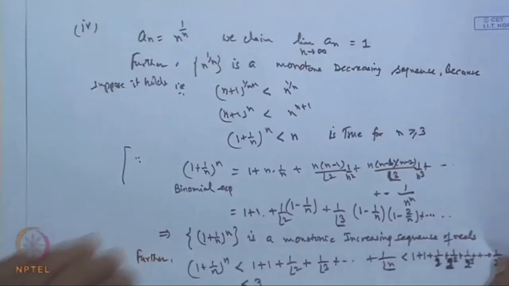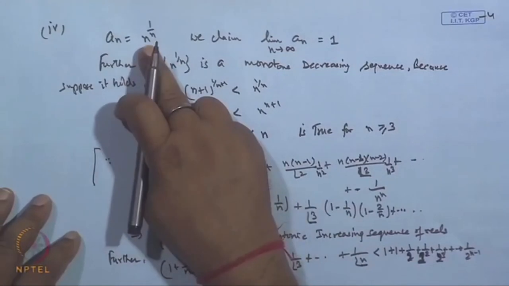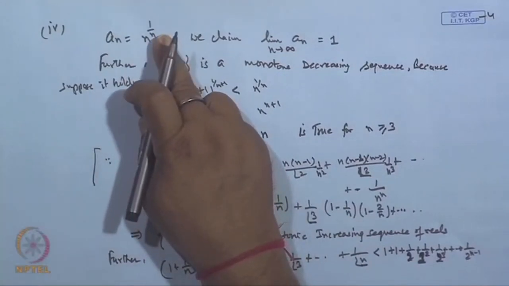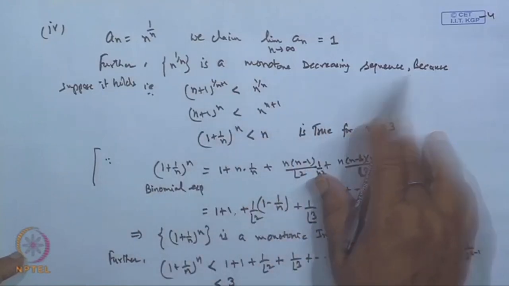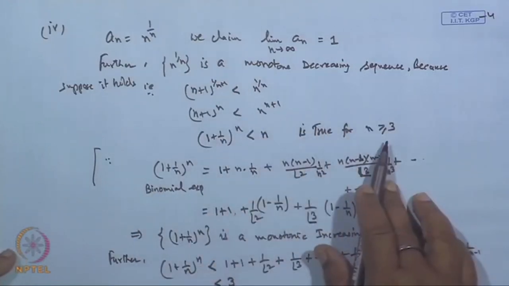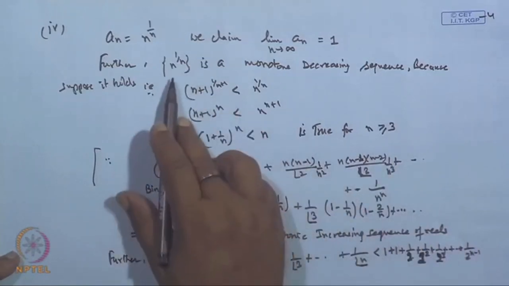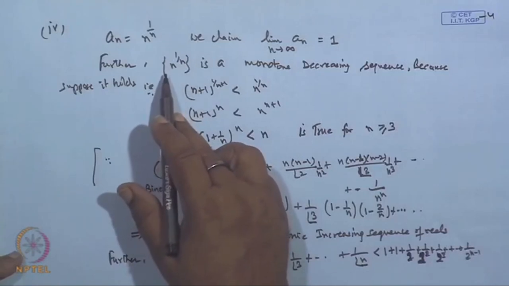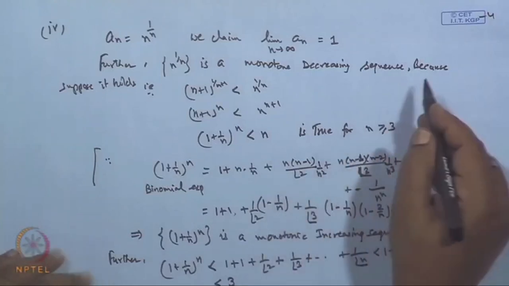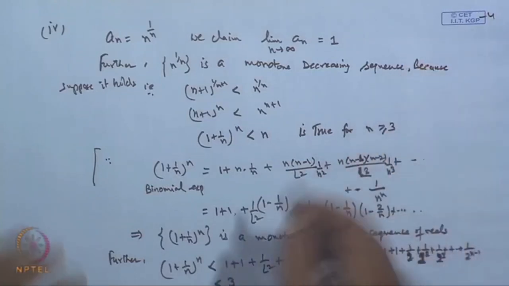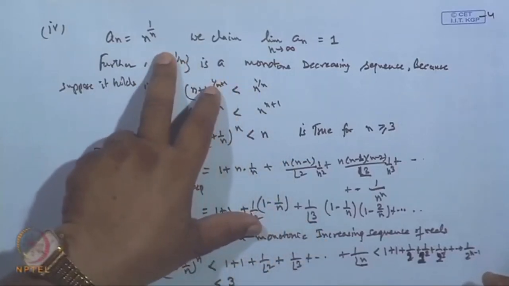Now, here we are discussing this part. We are interested in finding the limit of n to the power 1 by n. Now, what we claim is this sequence is a monotonic decreasing sequence, which is already proved, when n is sufficiently large. But each term of this sequence is greater than or equal to 1, because n is 1. So it is a monotonic decreasing sequence, is it not, and each term is greater than or equal to 1.